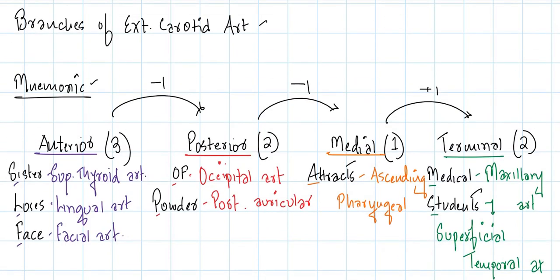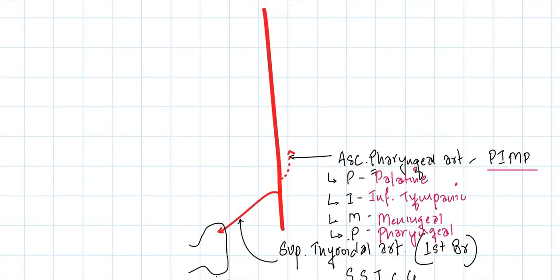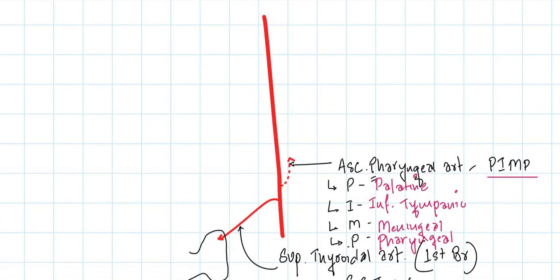Now let us talk about the third branch. So this is the third branch. Now the third branch is coming at the level of a bone. The name of this bone which you see right here is called the hyoid bone.